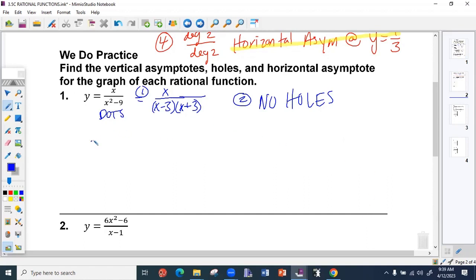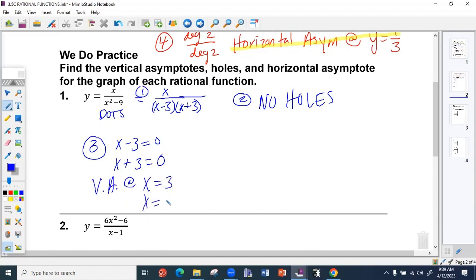All right, on 3, we're now going to look at what factors are in our denominator and set them equal to 0. Do we still have factors in our denominator? Yes. So we're going to set each factor equal to 0. When I set each factor to 0, the value that I get for x, those are my vertical asymptotes. So where do I have vertical asymptotes? 3 and -3. x equals 3, x equals -3.